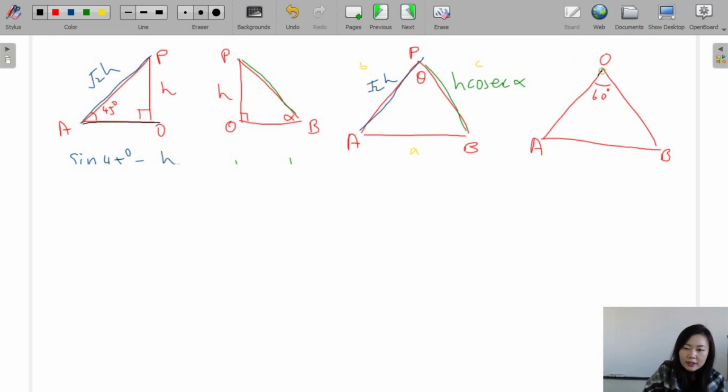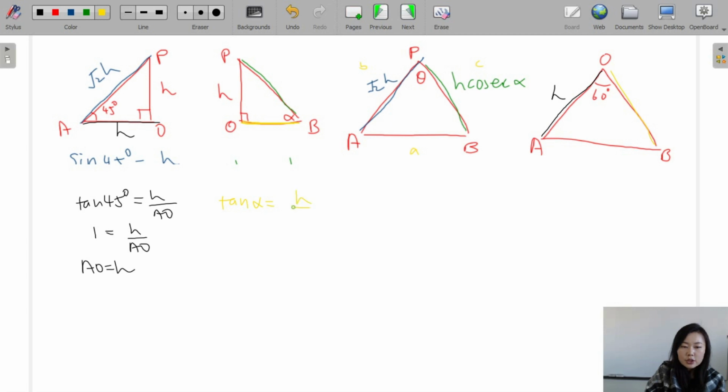Okay, AO is this side. So tan 45 is equal to H on AO. Tan 45 is 1. AO is H. So that's H. Okay, so same with this one. We want to look for this one here. So this time tan alpha is equal to H on OB. So OB is H on tan alpha, H cot alpha.